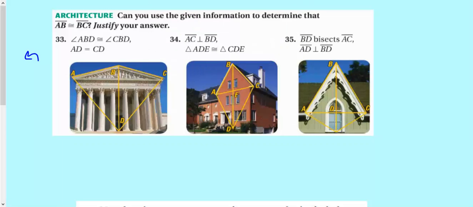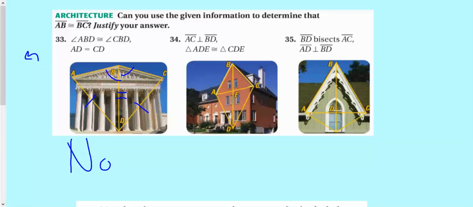You're given that angle ABD is congruent to angle CBD, and you're given that AD is congruent to CD. Can we conclude that AB is congruent to CD or BC? So AB and BC. You have a reflexive side right there, so we have angle side side. That one would be no.